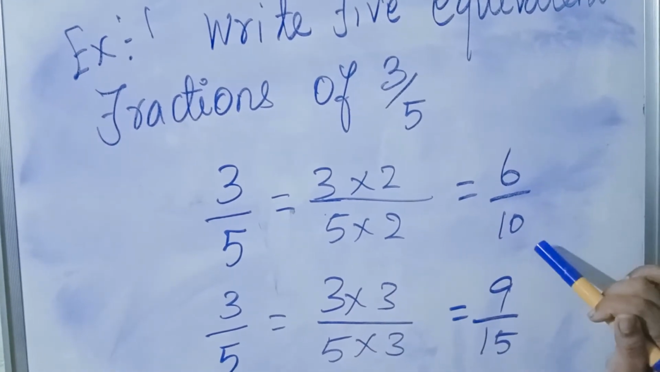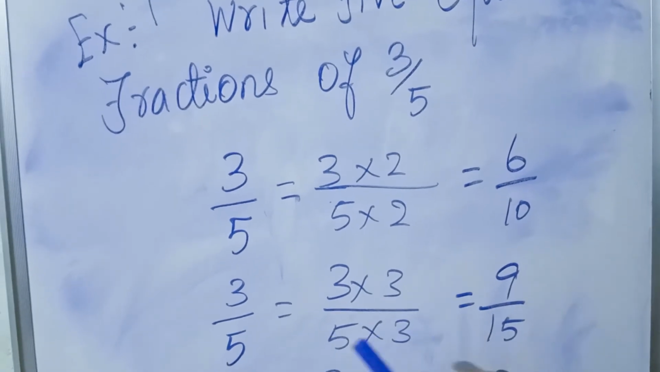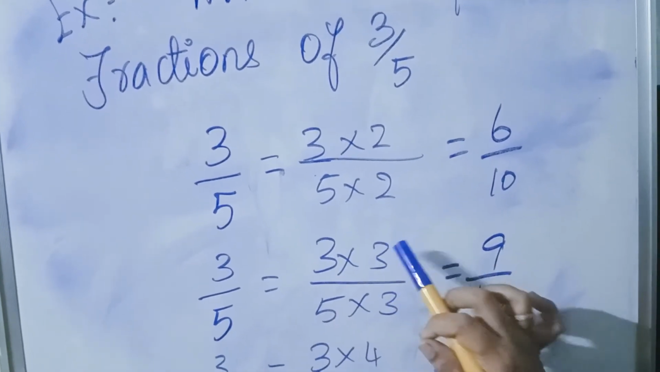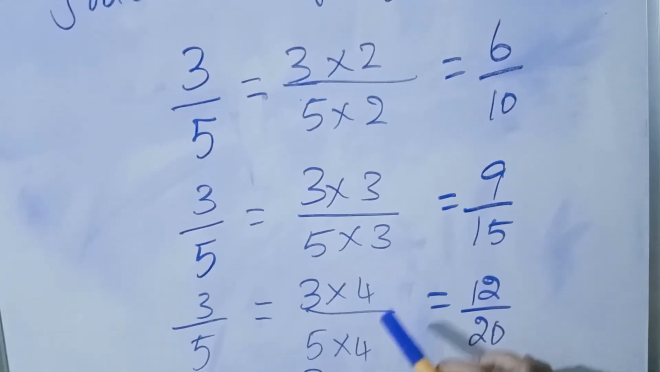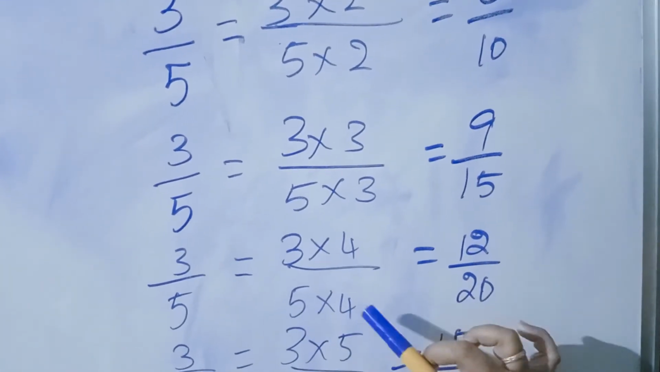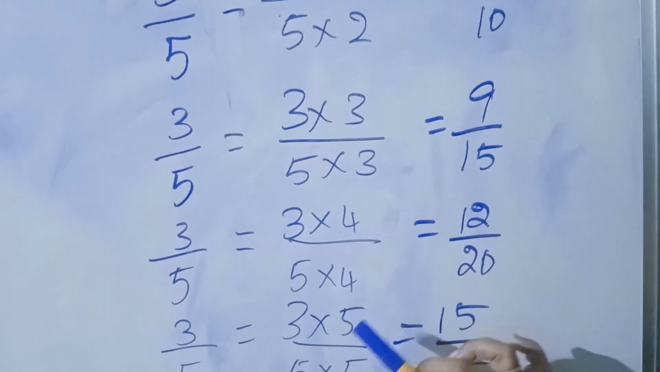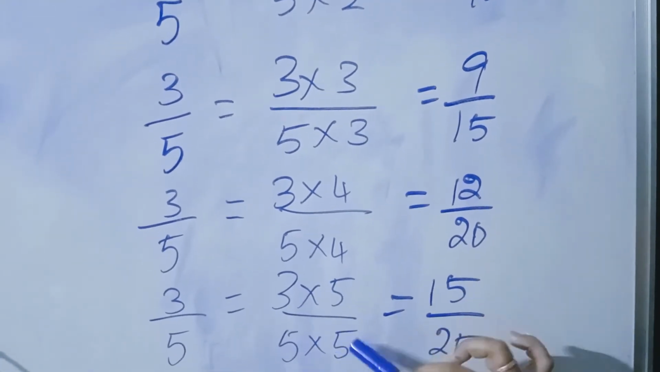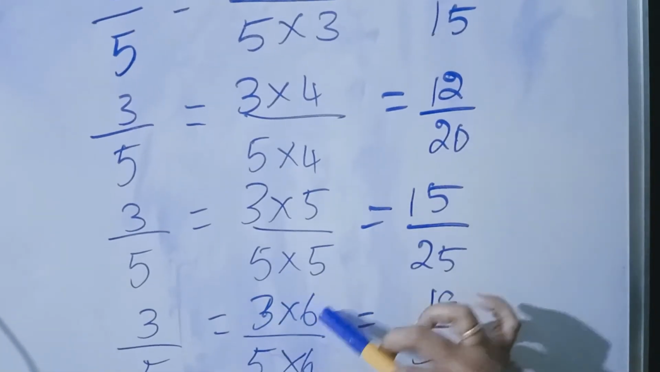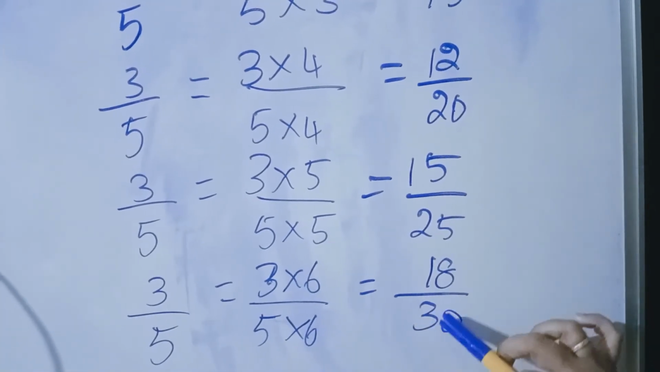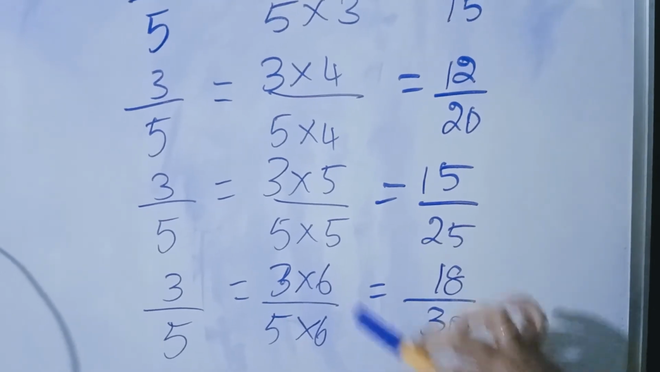So 6/10. In the same way, you can multiply by 3. 3 threes are 9, 5 threes are 15. Next 4/4: 3 fours are 12, 5 fours are 20. Then 5/5: 3 fives are 15, 5 fives are 25. Then 6/6: 3 sixes are 18, 5 sixes are 30. Yes, till 6 we have to multiply.